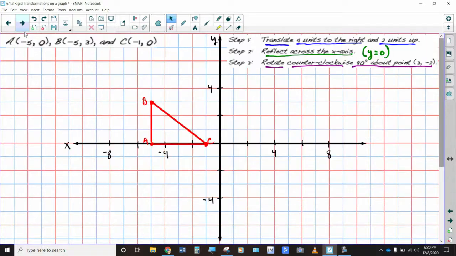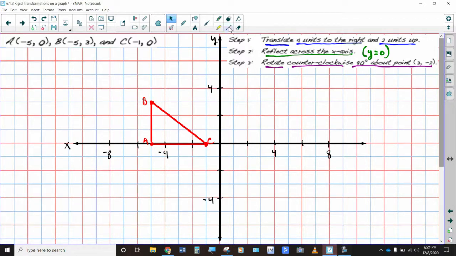Okay, so let's start off by creating the coordinate grid. Go ahead and pause the video, and then plot each one of those 3 points. A is at -5, 0, B is at -5, 3, and C is at -1, 0, and label these as A, B, and C. You could also include the coordinates in there, but it's going to get really messy really quickly. So I just chose to do points A, B, and C. Okay, pause the video, go ahead and get this taken care of, and then we'll do each one of these one at a time.